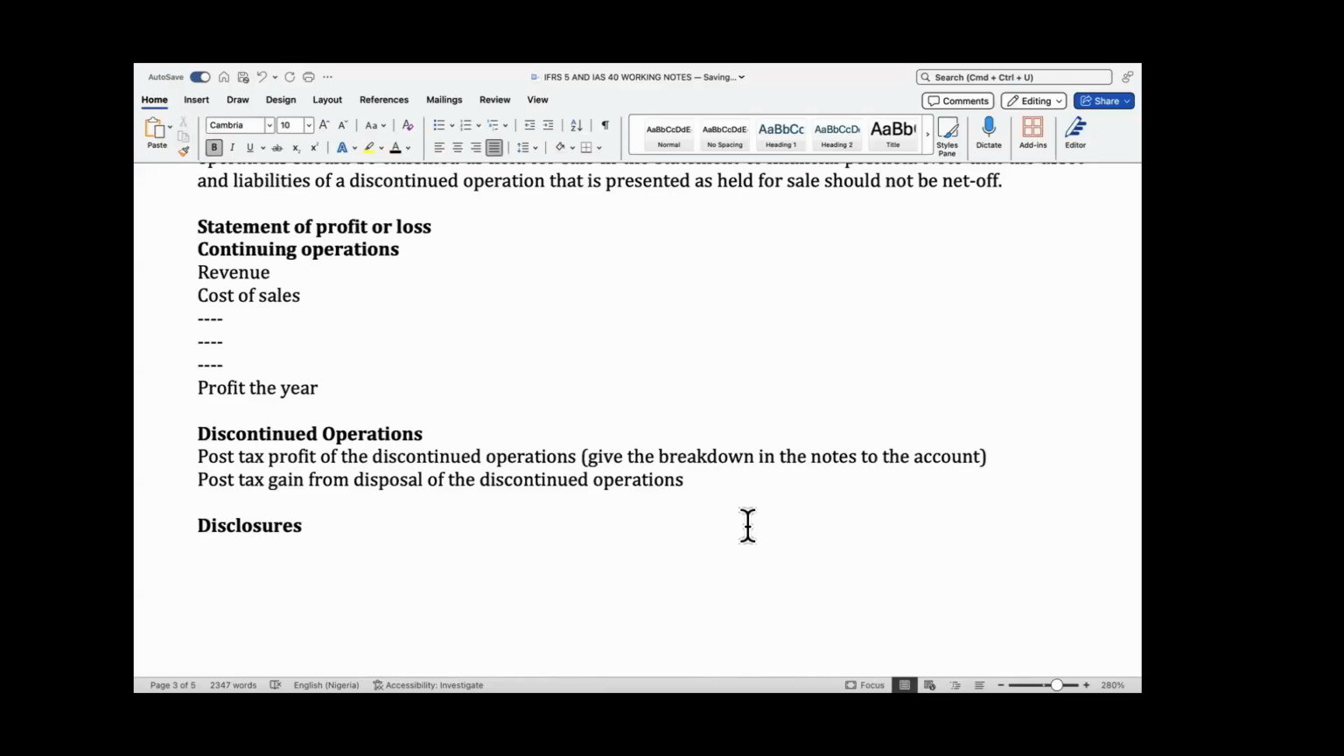And I also believe that you should agree very well with this standard asking us to do this separation. It makes so much sense because users can then easily see that this company wants to discontinue some of their operations. It will be clear. Then users can be able to make informed decisions about investing in the company or not.